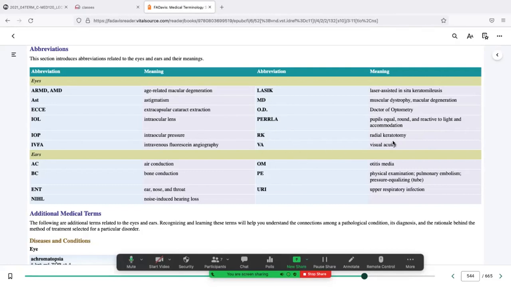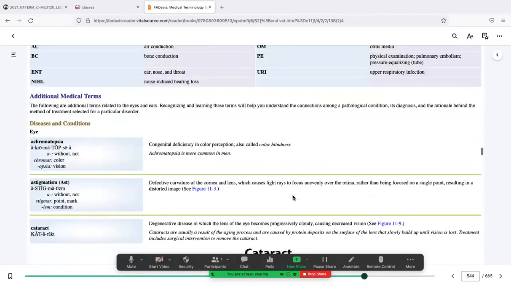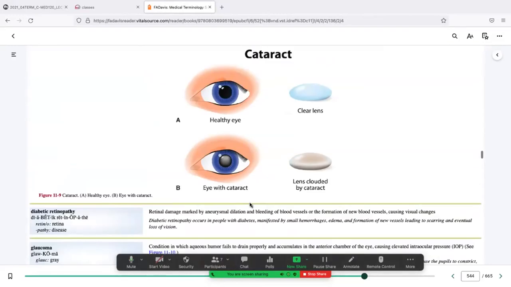RK and VA, visual acuity, sometimes. Otitis media, I've never seen that. PE, of course, physical examination. URI or URTI is upper respiratory tract infection or upper respiratory infection, which ENT are experts at. So that's your sinusitis, your rhinitis, pharyngitis, laryngitis, right? And those are the specialists you go to, especially if you're a singer.